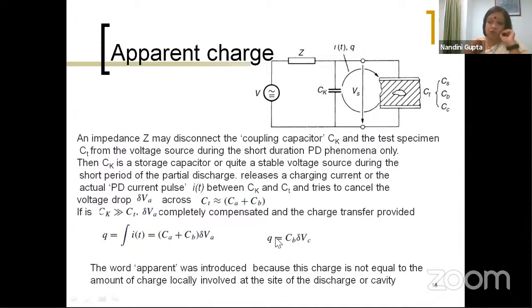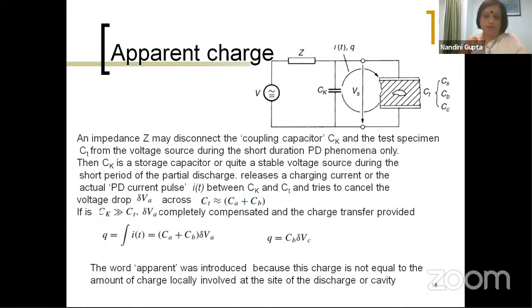Now, this charge was lost by the coupling capacitor because of the PD taking place within the test specimen. So in a way, this charge is related. This is the charge which is drawn in the external circuit. It is not the charge which is involved in the discharge. But in a way, this charge is being taken from the external circuit because of charge mechanisms within the test specimen. And therefore, this charge is considered to be an indirect measure of the charge involved in the discharge activity.